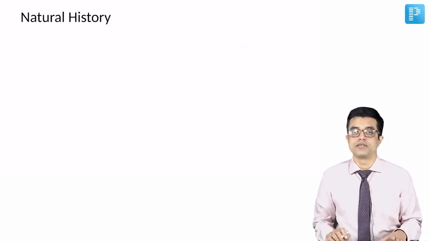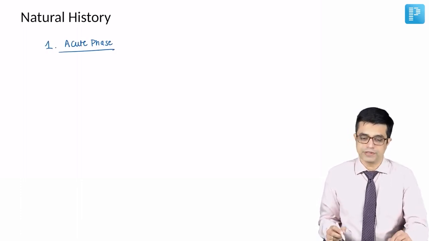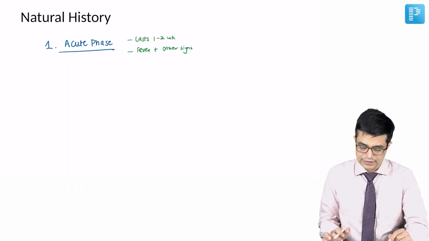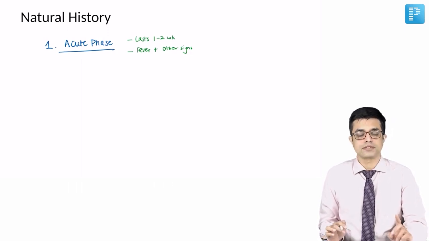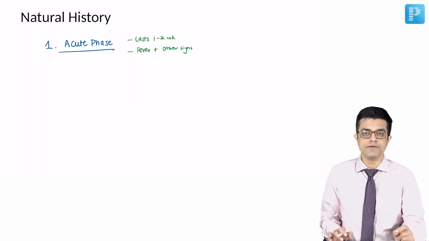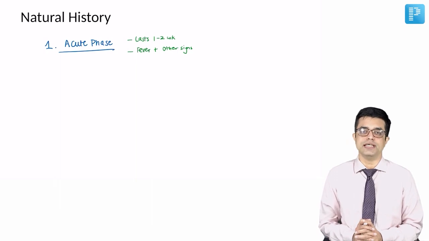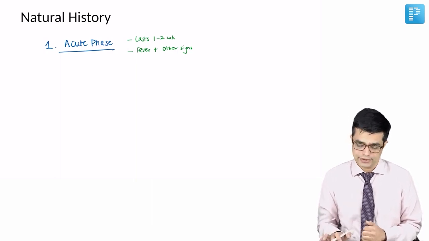What is the natural history of Kawasaki disease? First of all, we have the acute phase of the disease. In Kawasaki disease, the acute phase lasts around 1 to 2 weeks, maximal 10 to 14 days, and the fever is present along with other signs. So clinical manifestations appear in the acute stage of the disease.